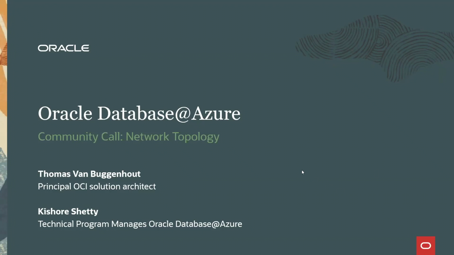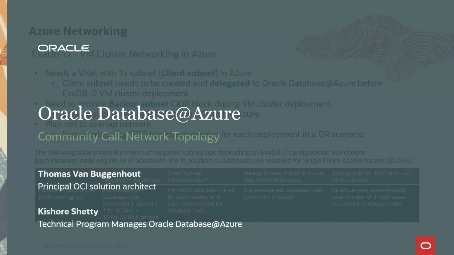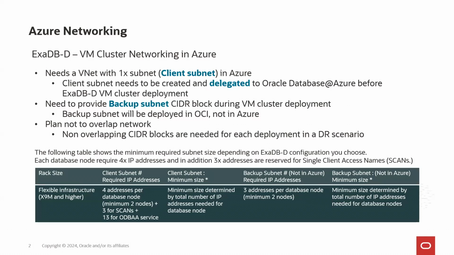Thank you, Wei. Thank you all for joining. Today, Kishore and I will be talking about the networking topologies, but before we talk about the topologies, there are also some specific things that you need to know for the Azure networking requirements for deploying an Exadata database service within Azure, to deploy the VM cluster within Azure. For this cluster, we need you to create a VNet, of course, and within that VNet, we need you to create a client subnet. This is what we call the client subnet, where the database VM cluster will create its network resources. This client subnet needs to be delegated to the Oracle database network attachments, which Kishore will touch on a little bit later.